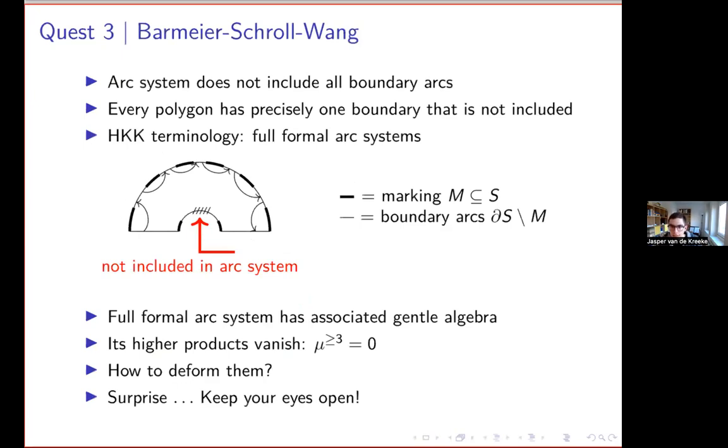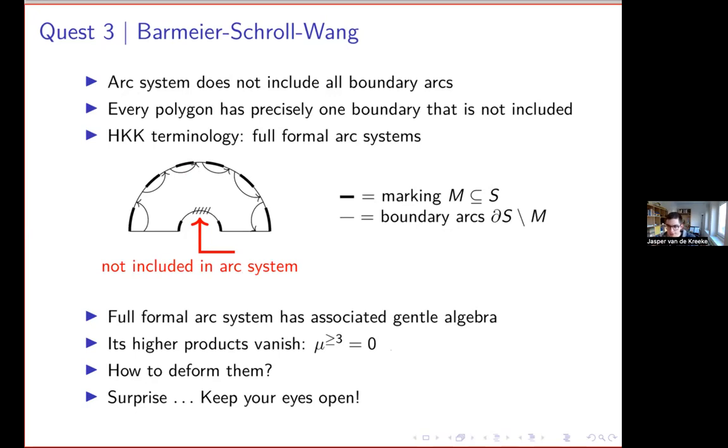So here are your markings, and here you have boundary arcs, and you're even allowed to choose your arc system freely. So you can choose additional arcs if you wanted between the markings, something like this. But you can also choose to kick out certain arcs. And if you know the HKK paper, the idea is to kick out so many of the boundary arcs that your higher products in the gentle algebra vanish. So in every polygon, you have to have precisely one boundary arc which is not included in the arc system.